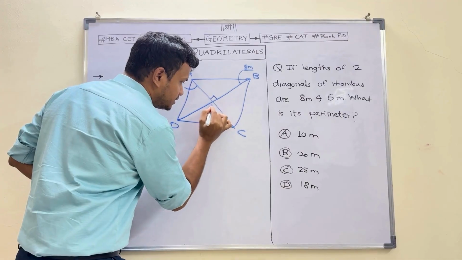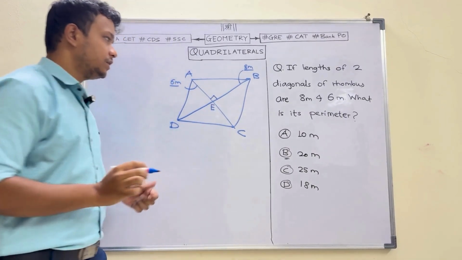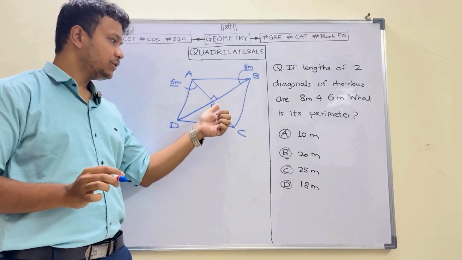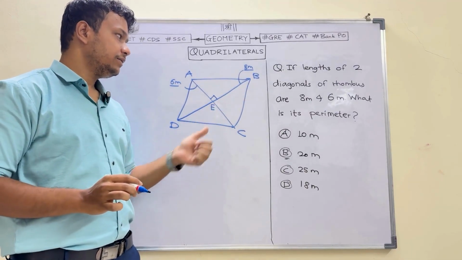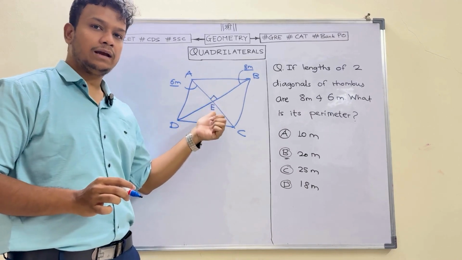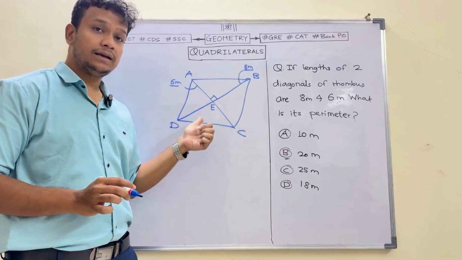So I'll just note the intersection point here as E. So my AE should be equal to EC and EB should be equal to ED, which is half of the total length of the diagonal, correct? Because it is bisecting the diagonal.